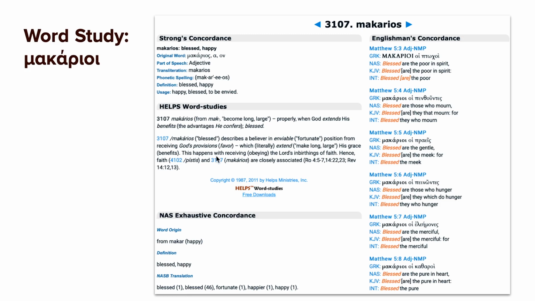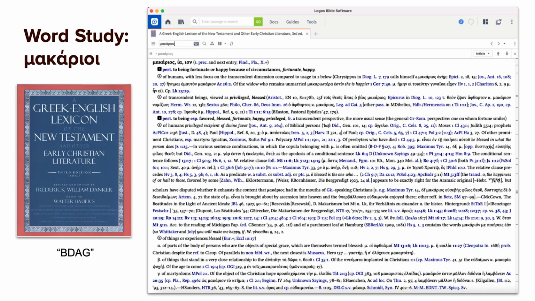All right, and then there's some other word studies down here. It's usually used when God extends his benefits or describes a believer in an enviable position from receiving God's favor or provisions. So this is really helpful. One thing that I've invested in is Bible software, and I get it from Logos. This is Logos Bible software, you can see up here. It comes with a lot of different references, and my favorite reference is the Greek English lexicon of the New Testament and other early Christian literature, which you can see up here is the Logos version.